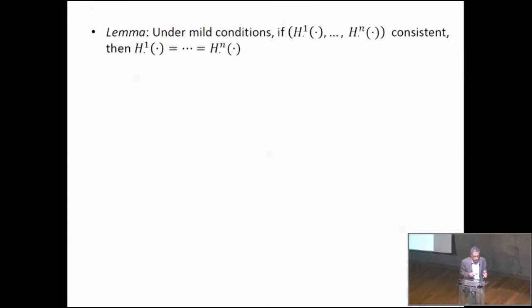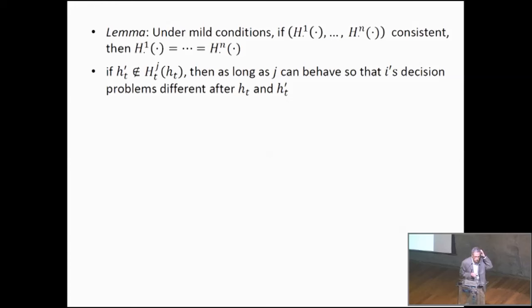Now, one immediate but important lemma for the case of complete information is that if everybody's partition is consistent, then all of the partitions have to be the same. Actually, this isn't true in complete generality, but it's true except for highly degenerate games. And let me explain why it's true.